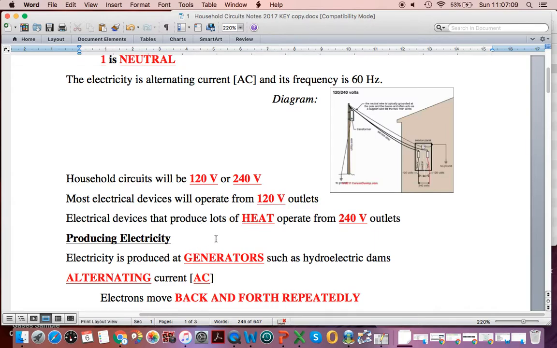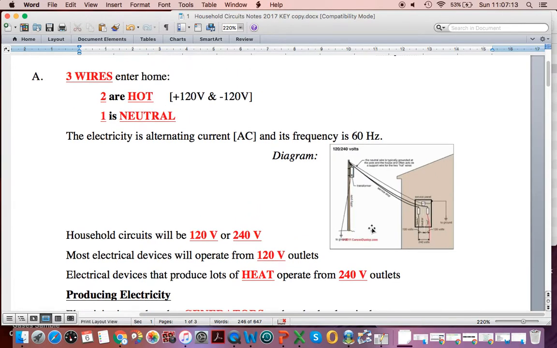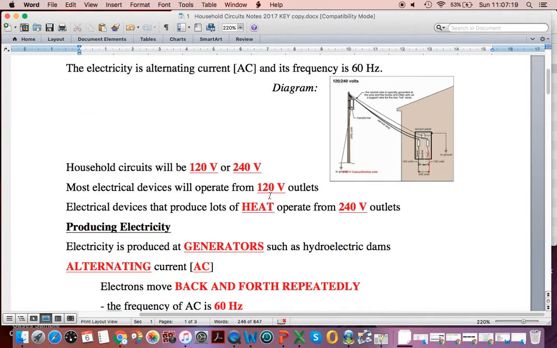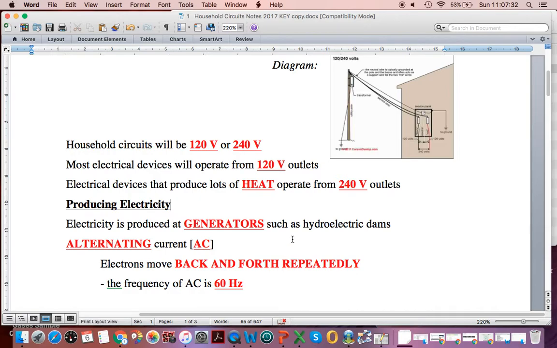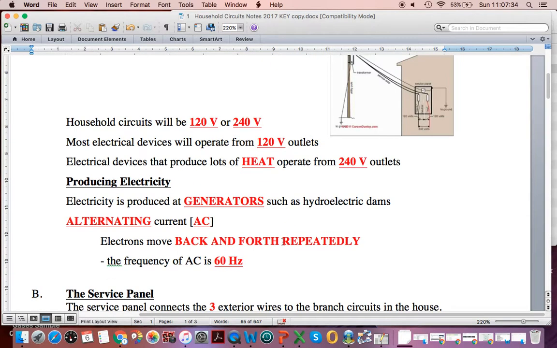Electrical devices that have to generate lots of heat will operate from 240, and that means we have to hook them up to these two, the 2 hot wires, because the difference between plus 120 and minus 120 is 240 volts. Now you think in your house, what might produce a lot of heat that's electrically powered, and that could be an electric clothes dryer or an electric stove. So they'll have special plugs and outlets.